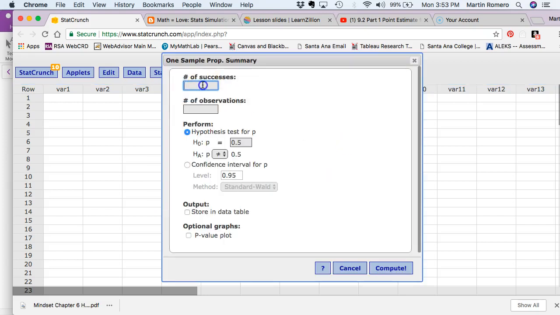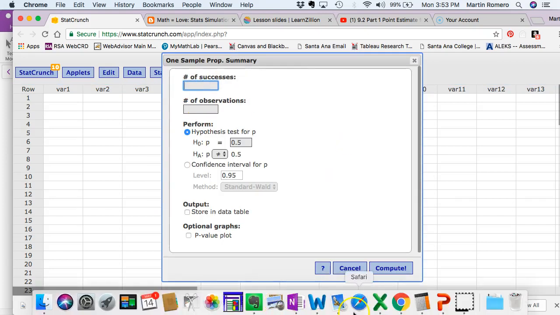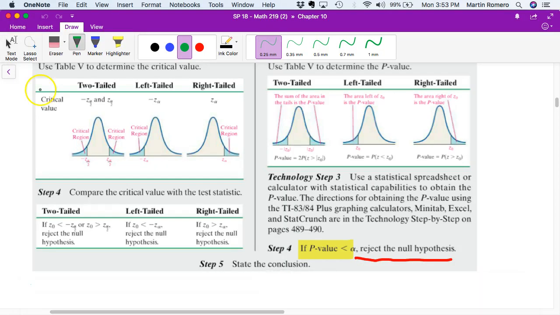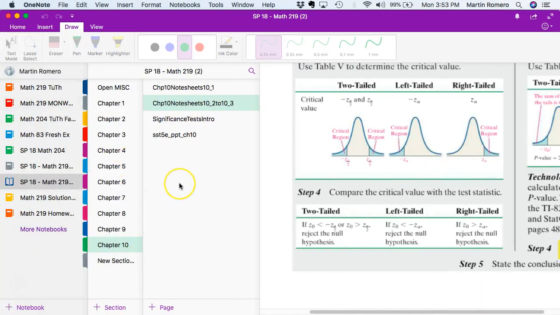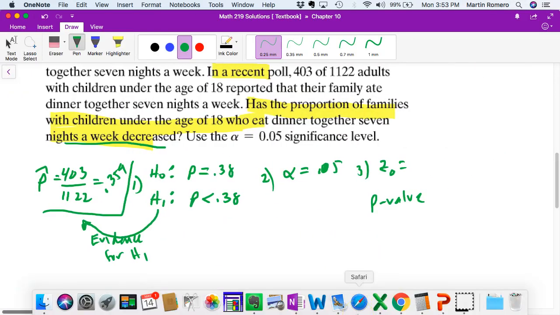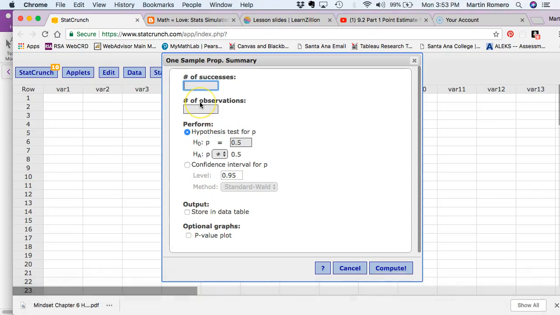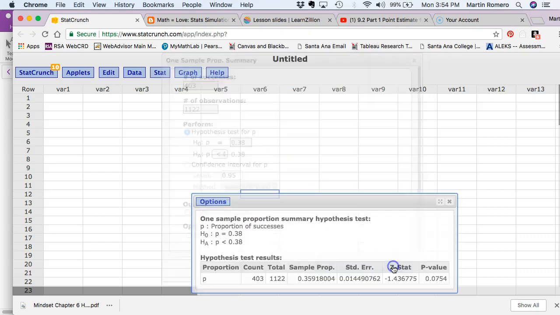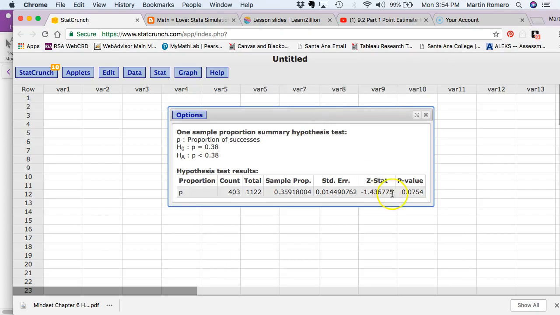And so in this case, what we do is you go to proportion stats, one sample with summary. Number of successes was, let's go back, number of successes was 403 over 1122. So 403 over 1122. We're comparing that it is 0.38, and we're saying, is it less than 0.38? And you just compute.